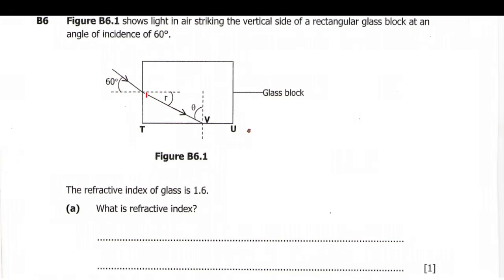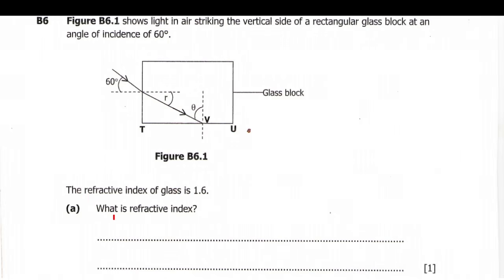Then it gets refracted, and the angle between the normal and the refracted ray is called the angle of refraction. So there again, we are told there's a normal there, so it can also refract like that. However, this is the glass block. So we are told the refractive index of glass is 1.6.